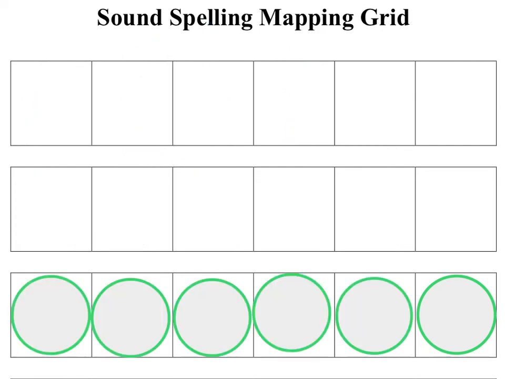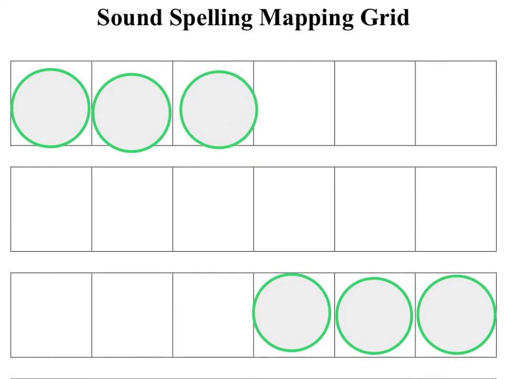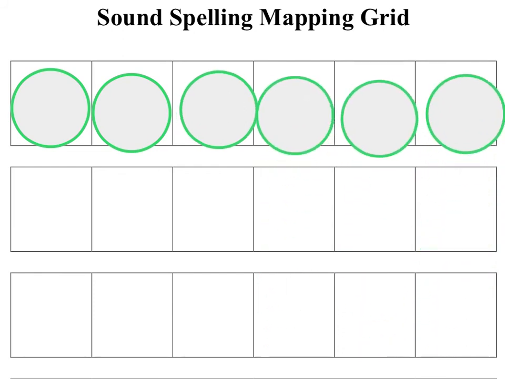All right, and our last word for today is silent. What's the word? Silent. He wanted his little brother to be silent. So S, I, L, E, N, T. Silent. I'm going to bring down my sounds.